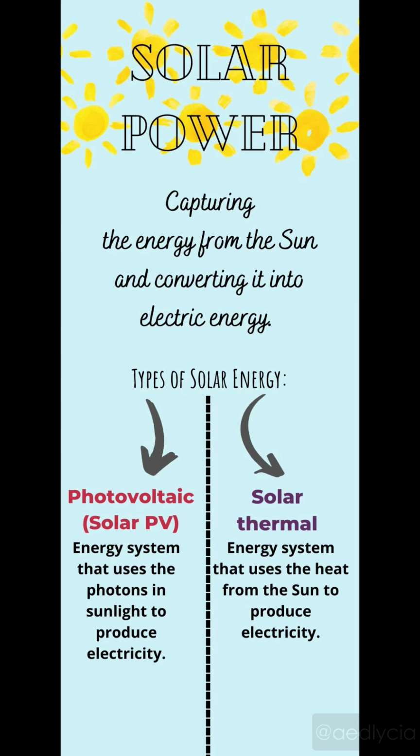Solar power. What is solar power? Solar power is a form of renewable energy. It means to capture the sun's energy and convert it into electricity. Solar energy can be harnessed in two main ways: photovoltaic solar energy and solar thermal energy. When we think of solar energy, we normally think of photovoltaic solar energy, or solar PV, which uses sunlight to produce electricity. But solar electricity isn't just from sunlight, it also comes from the sun's heat. That's called solar thermal energy.